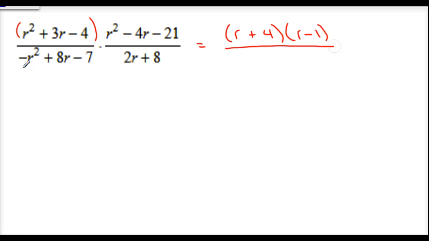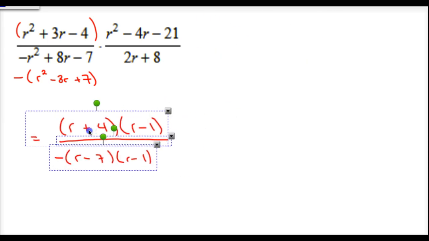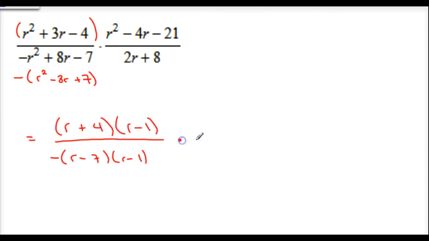Excellent. Here in your denominator, you have a negative. If you want to make this a little bit easier, you don't have to, you can factor out the negative. So this becomes r squared minus 8r plus 7, and then factor this. What do you get when you factor this? r minus 7 times r minus 1. So I got r minus 7 times r minus 1. Don't forget the negative in the front. Okay. Times, I'm going to bring this down, times my numerator here and my second fraction.